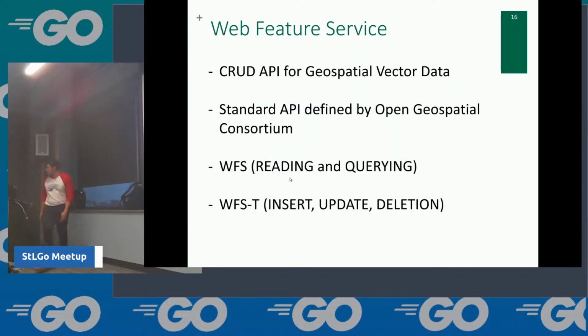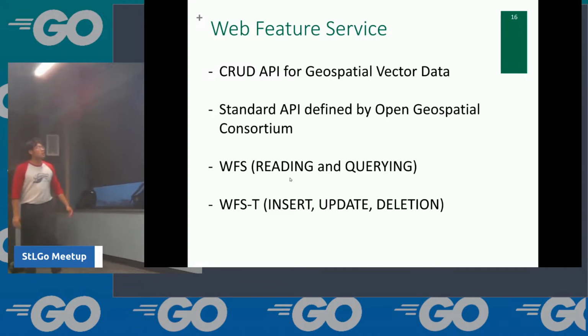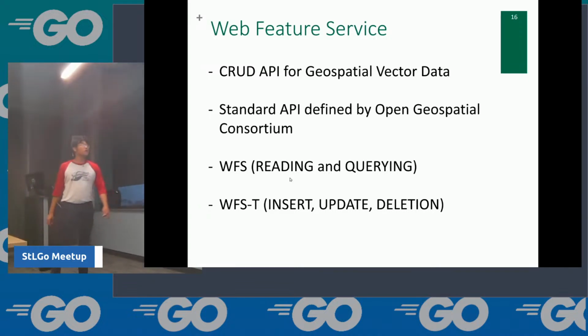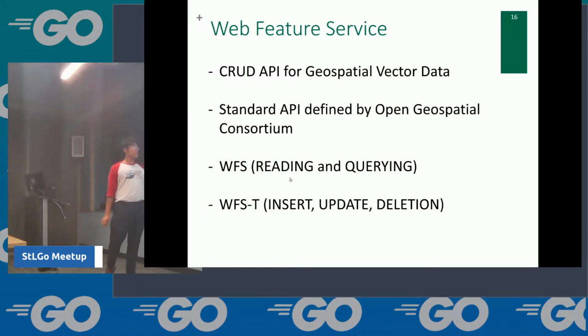All right, so what is a web feature service? Well, it's just a CRUD API for geospatial vector data. And the one I'm talking about specifically is defined by the Open Geospatial Consortium. And there's like two subsets of it. There's WFS and then WFS-T, which is all your writing operations.